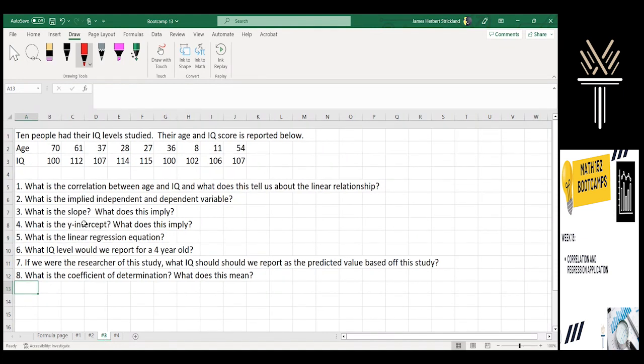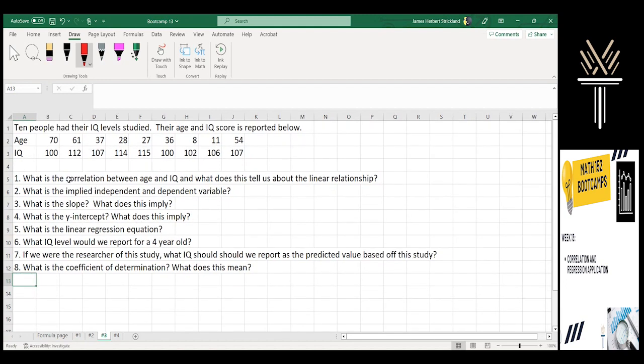We have age and IQ. We want to find the correlation between the two. So let's just say CORREL. I always do Y's and X's, but as you know, for correlation, it doesn't matter. And we get a number that's really, really close to 0, but negative.